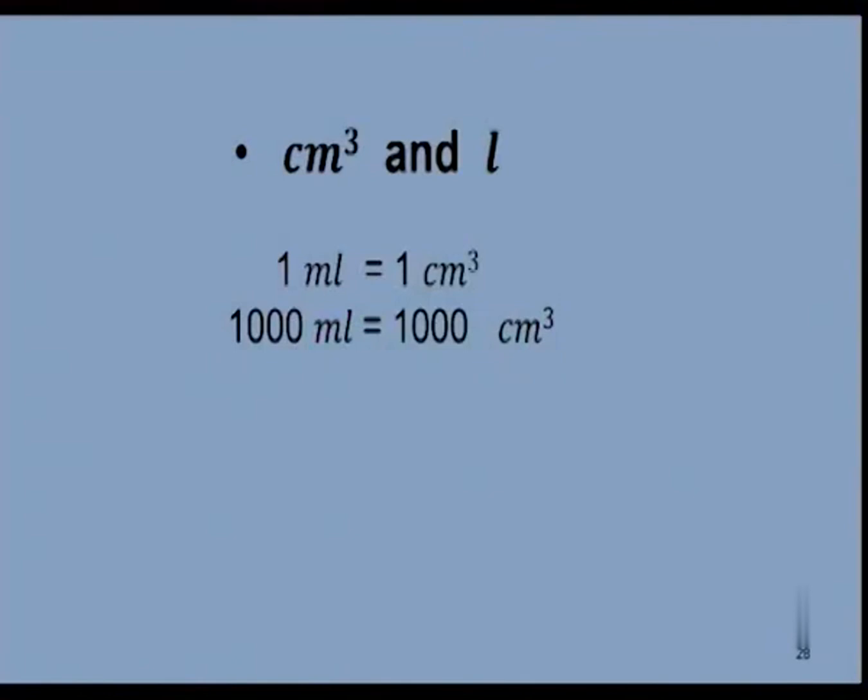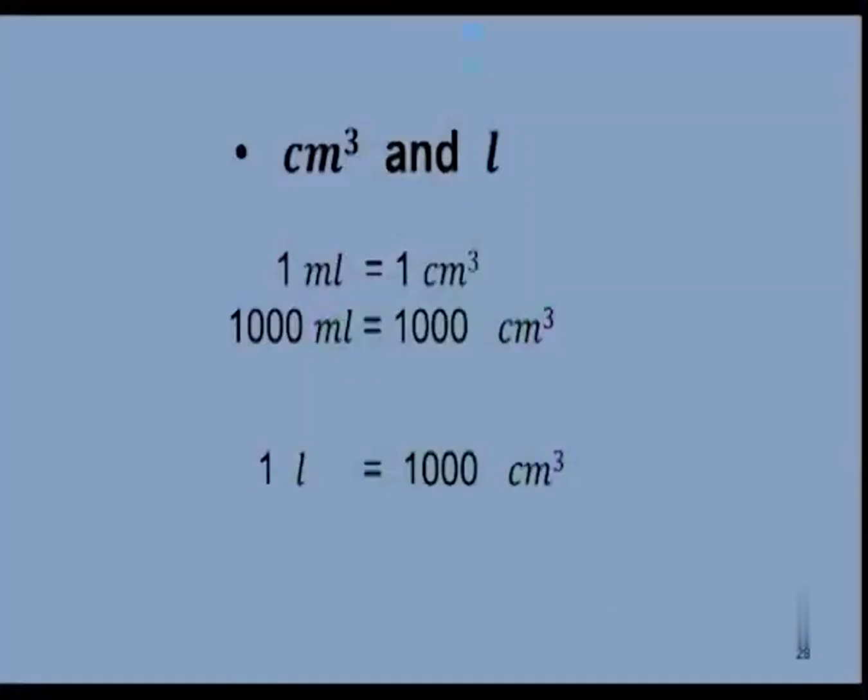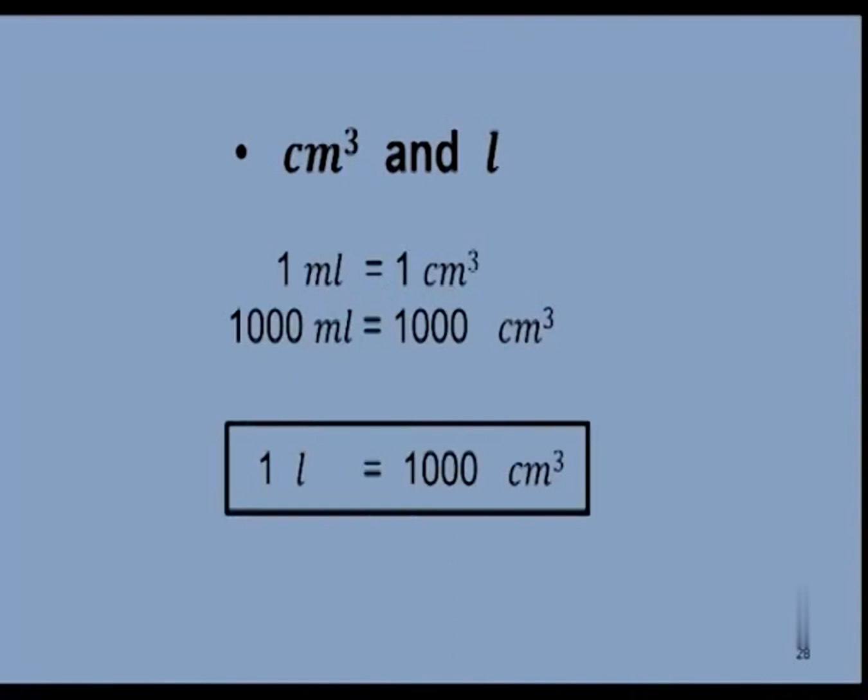Now, if you have the numerical value 1000 with the measuring unit milliliters, you already know that 1000 milliliters is equal to 1 liter. It means we can develop the relationship this way. What is that? 1 liter is equal to 1000 cubic centimeters.